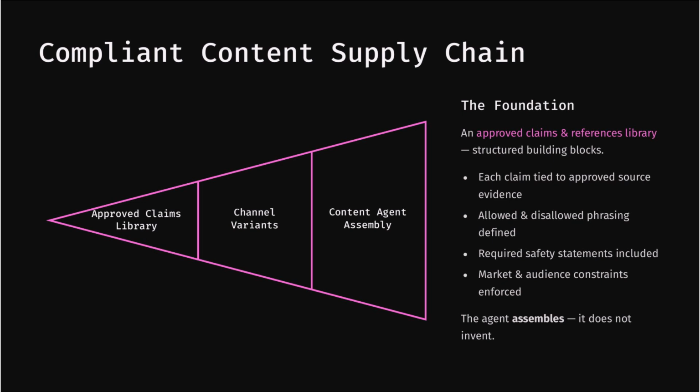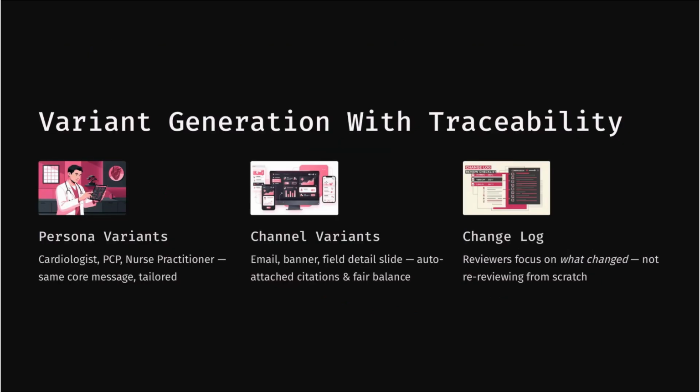Its job is to assemble content from those blocks into channel-specific variants. For example, a brand team might need the same core message adapted for three personas: a cardiologist, a primary care physician, and a nurse practitioner, and then adapted again for an email, a banner, and a field detail slide. The content agent can produce drafts that keep the claim wording within approved ranges, automatically attach citations, and include mandatory fair balance language where required.